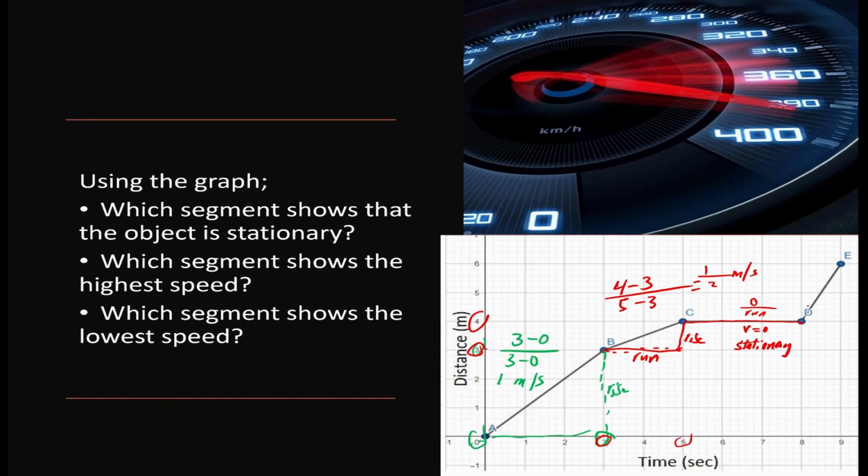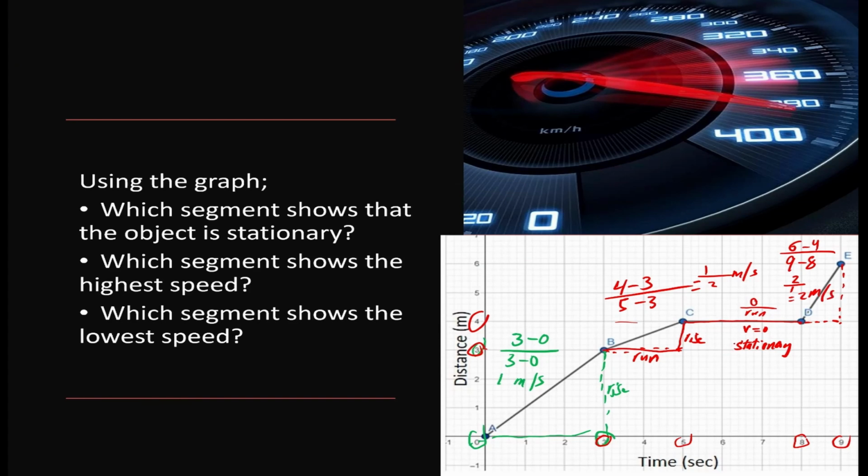Here in DE, the rise over the run. This is the rise, and this is the run. The rise is from 4 to 6. So it is 6 minus 4 over. The run is from 8 to 9. So it is 9 minus 8. So 6 minus 4 is 2 over 9 minus 8 is 1. So the speed here equals 2 meters per second.